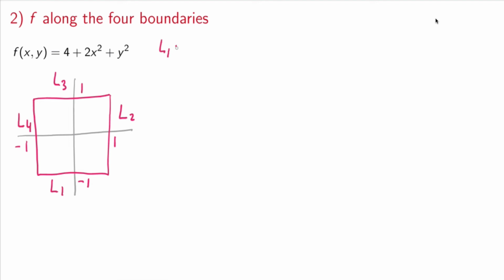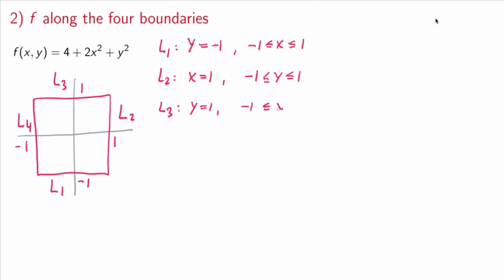So on L1, I have y equal to -1, and x is variable between -1 and 1. On L2, I have x equal to 1, and then y varies. On L3, up there, I have y equal to 1, with -1 less or equal x less or equal 1. And on L4, on the left, I have x equal to -1, and then -1 less or equal y less or equal 1. These are the four boundaries. And on all of these boundaries, we need to look at the function f.